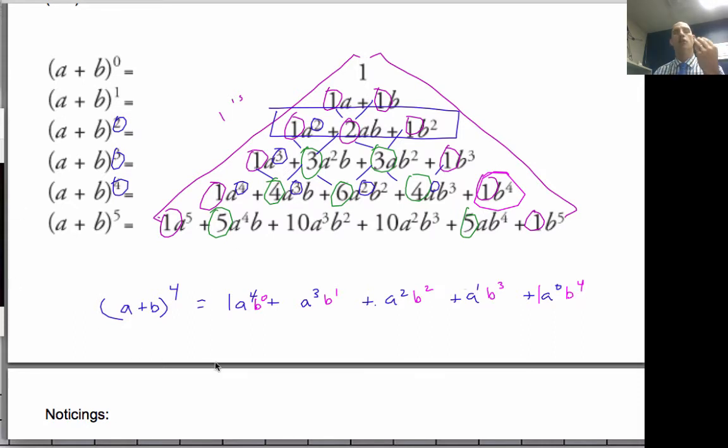What does my coefficient do? My coefficient is defined by this Pascal's triangle. So I go to my line that has my 4 in it, so it's my fifth line, but it starts with the 4. And so my coefficients are going to be 1, 4, 6, 4, 1. So I didn't have to do a bunch of algebra. I didn't have to stack a bunch of terms on one another to be able to define this.